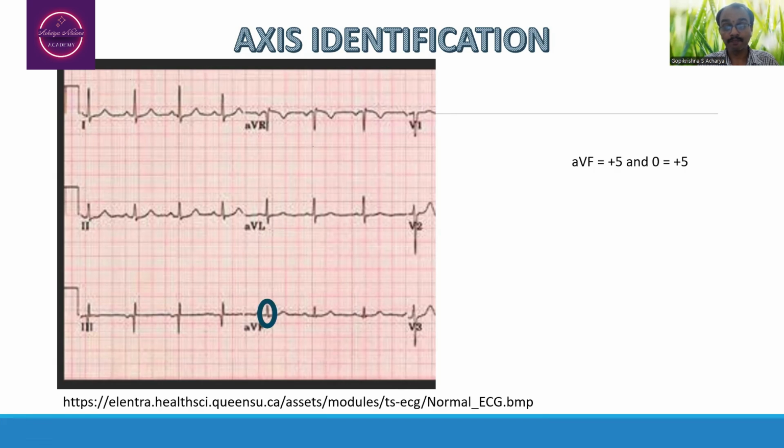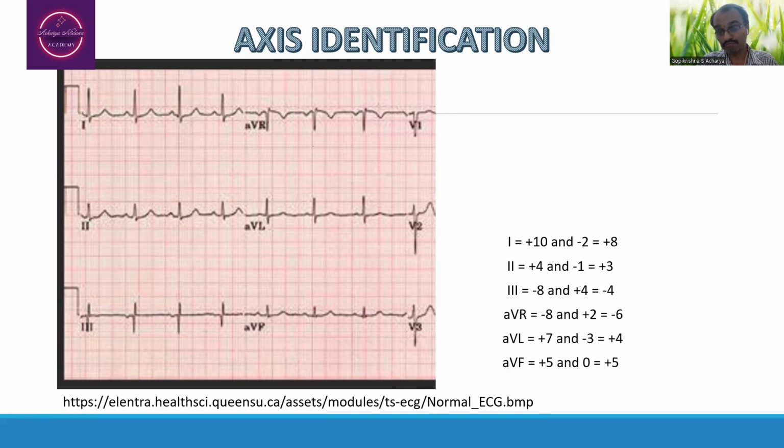Whereas AVF, if you think about the AVF, the upward deflection is around plus 5 and it has no negative deflection, that is 0. So here the algebraic sum in this particular occasion will be plus 5. To summarize, lead 1 around plus 8, lead 2 around plus 3, lead 3 around minus 4, lead AVR around minus 6, lead AVL around plus 4, and lead AVF around plus 5.